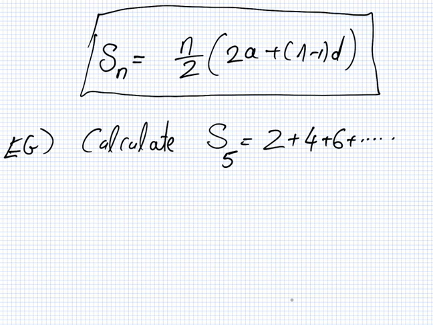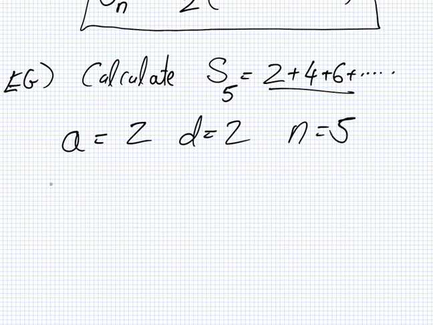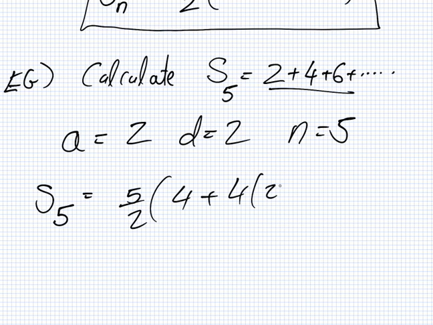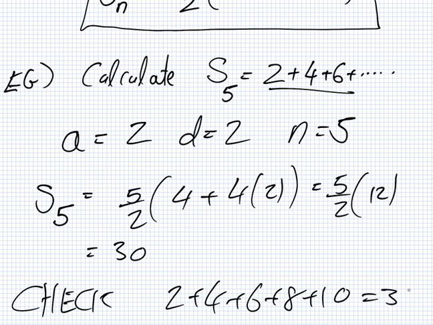Can I go down? So for example, here, what's the A? 2. What's the D? 2. And what's the N? 5. So if I add the first 5 numbers together, I should get n over 2, 2A plus n minus 1 D. So I should get 5 over 2 times 12, so I should get 30. Now let's check the answer. 2 plus 4 plus 6 plus 8 plus 10, 18, 12, it is 30, isn't it? So it's right.